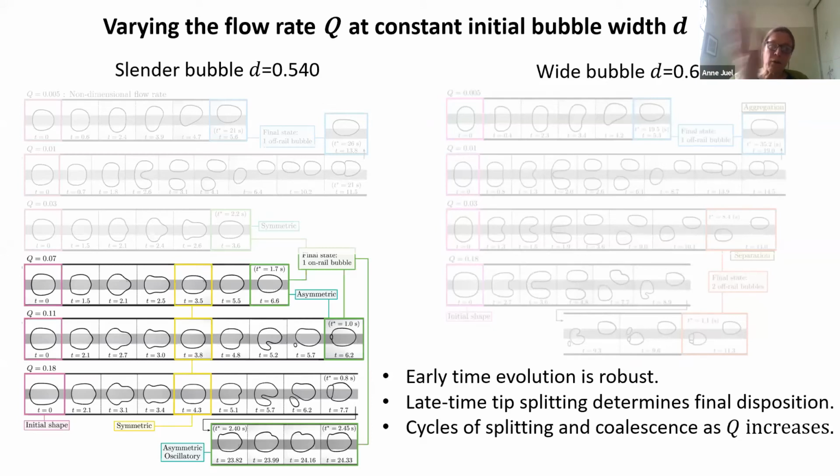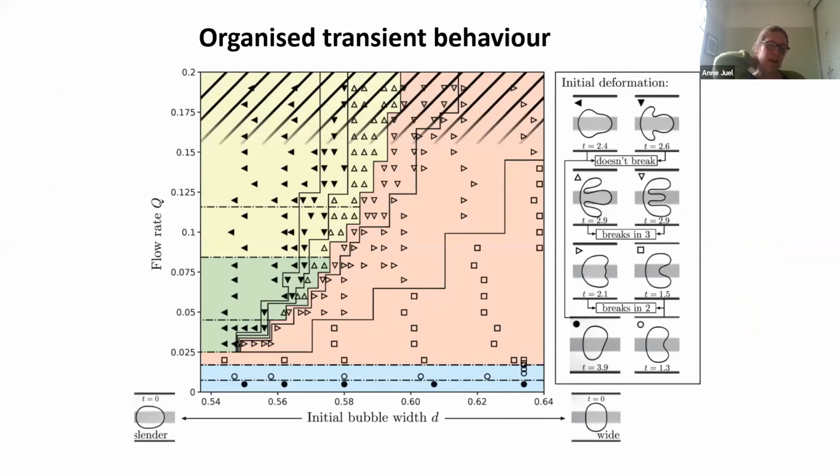So we can take all of these experiments that I've shown you and summarize them in a phase diagram, where we're plotting the flow rate on the vertical axis and the initial bubble width, from slender to wide, on the horizontal axis. All these symbols correspond to all the experiments we did, and we have fairly arbitrarily classified them according to the initial early time deformation when we set them into motion. And we get a whole lot of different symbols corresponding to different early time evolutions.